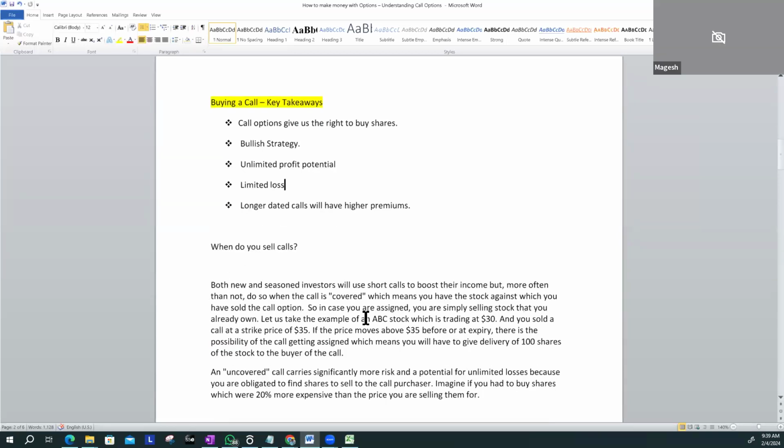So when do you sell calls? Buying a call is a bullish strategy. Selling a call is a kind of little bearish strategy. So you sell a call when you feel that the stock is not going to go up. Say, for example, Apple. Apple is 180, right? The stock price is 185. So you think that Apple will never go beyond 200 in this calendar year.